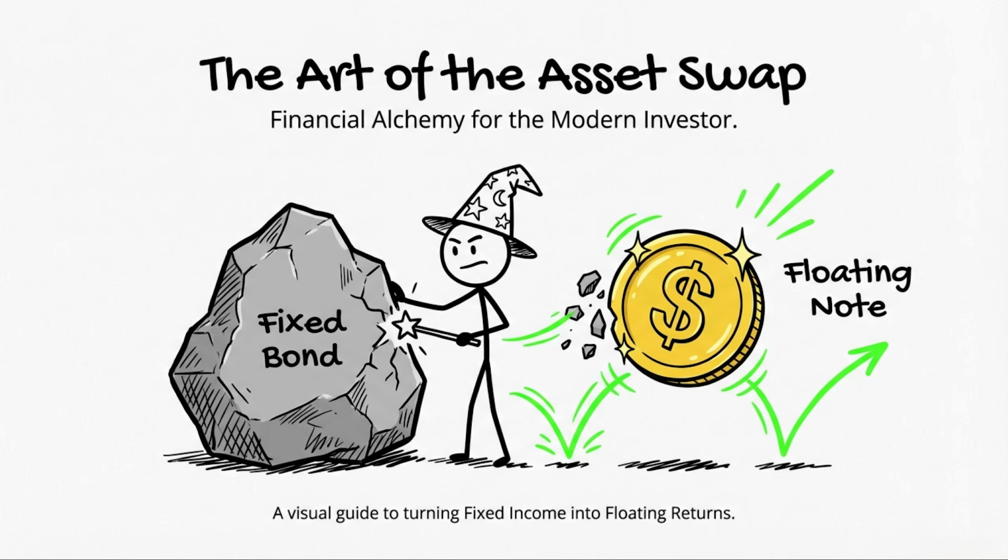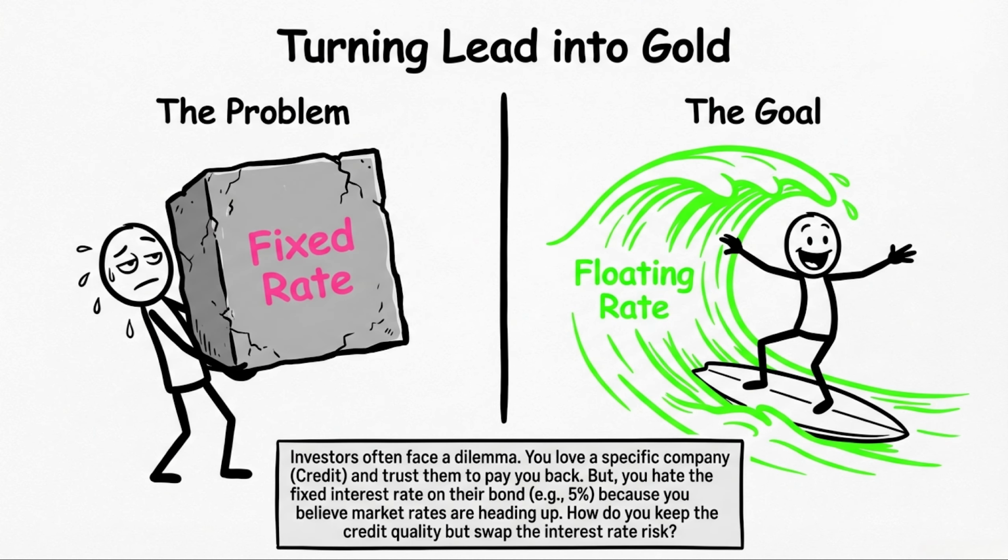Today we are going to unlock one of the most powerful tools in a bond trader's toolkit. It is a mechanism that allows investors to perform a kind of financial alchemy, turning lead into gold, or more accurately, turning a fixed-rate bond into a floating-rate note. We're talking about asset swaps. By the end of this session, you will understand why hedge funds and banks use them, and you'll be able to walk through the cash flows of a real-world deal.